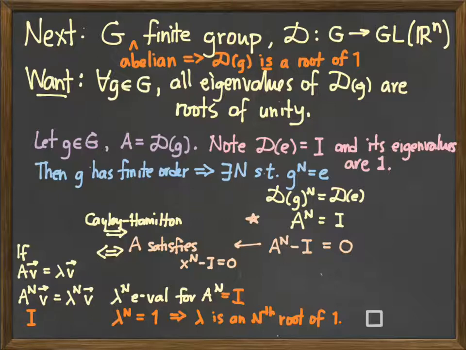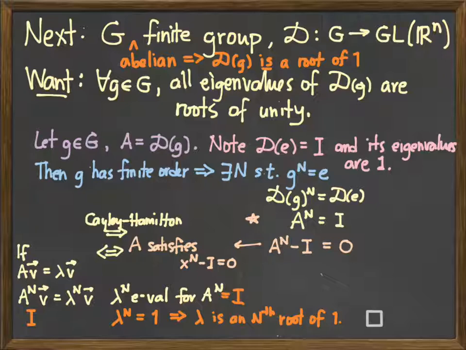It could be negative 1. It could be e to the 2 pi i over 17, or whatever. But whatever it is, it's got to be a root of unity. So that severely curtails the kinds of matrices we can use to represent elements of finite groups. They all have to be matrices whose eigenvalues lie on the unit circle. Not only on the unit circle, they have to be commensurate with 1, at some angle commensurate with 2 pi, so that when we raise it to a sufficiently high finite power, it becomes 1.